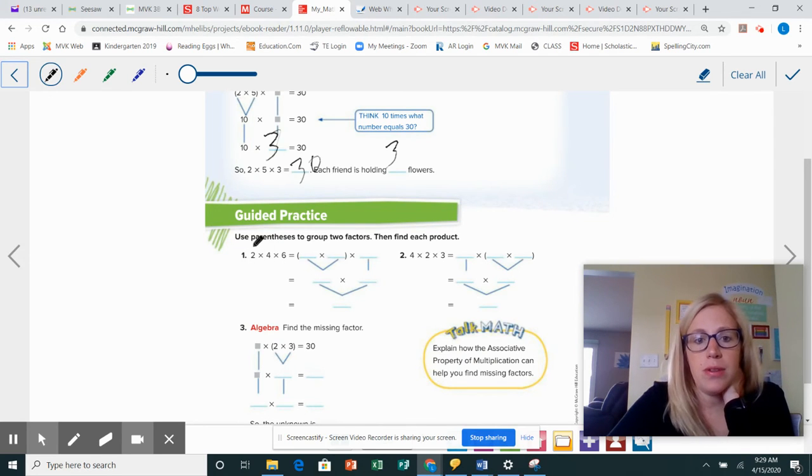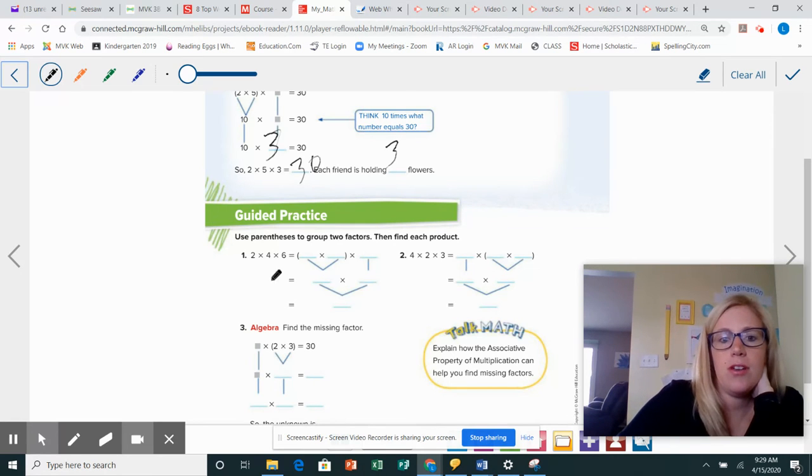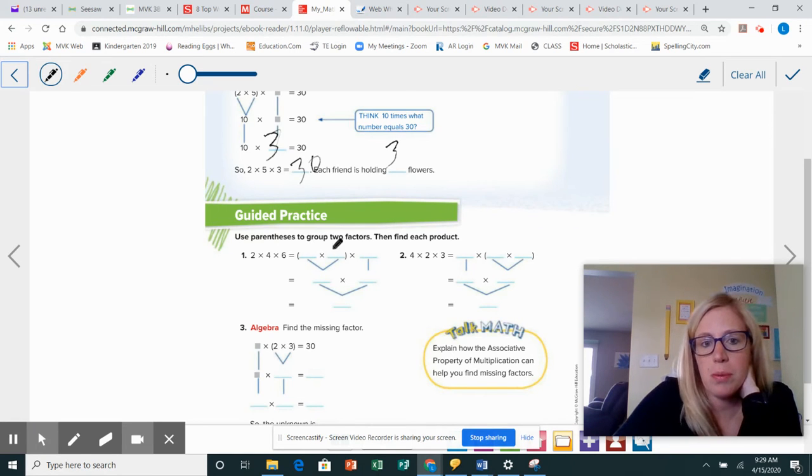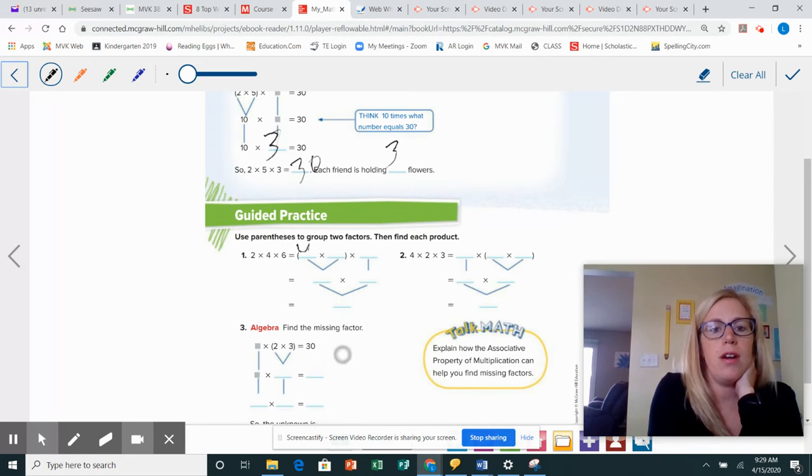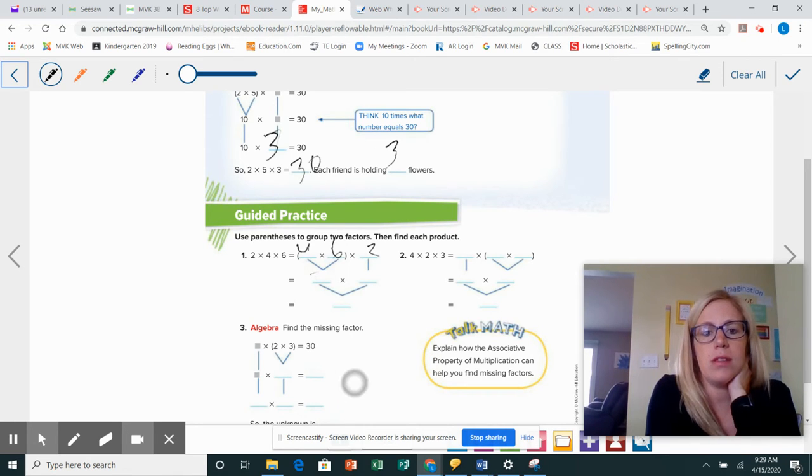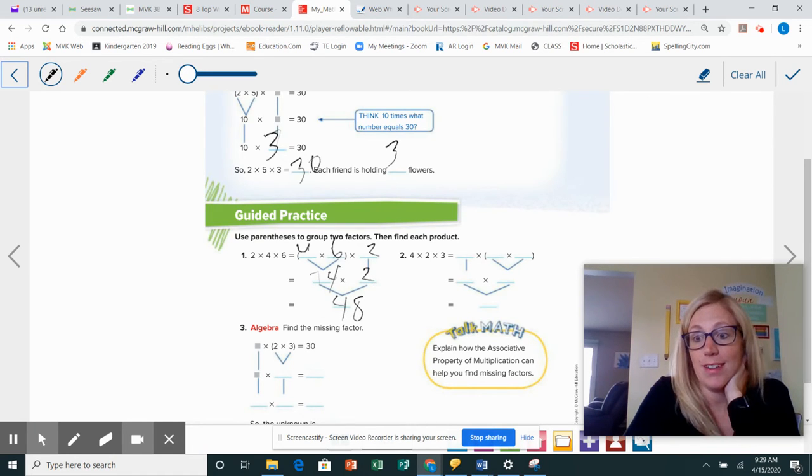So now, again, use parentheses to group the factors and then find the product. So you can choose which ones you want to put here first. If you want to do 2 times 4 first, you can. If you want to do 4 times 6 first, you can. I'm going to do 4 times 6, then 2. So 4 times 6 is 24. Then times 2 is 48.